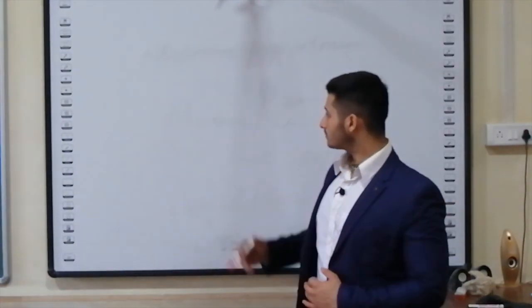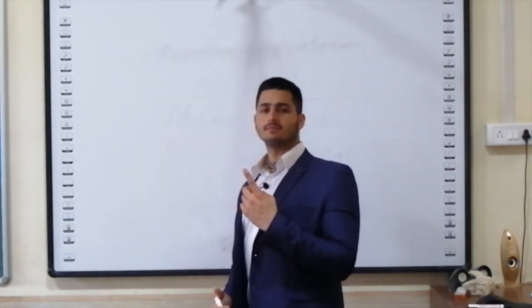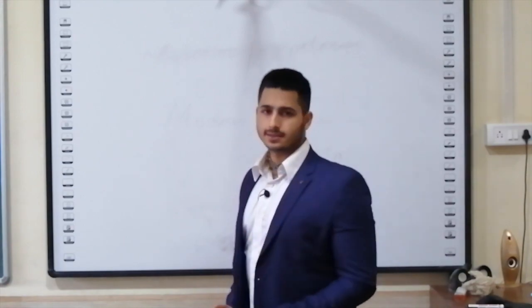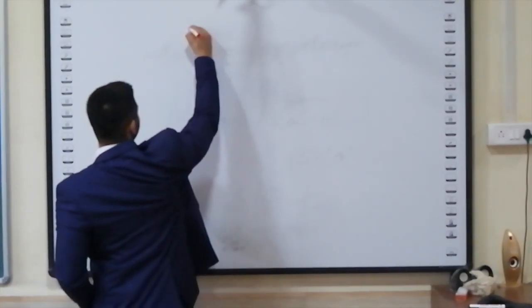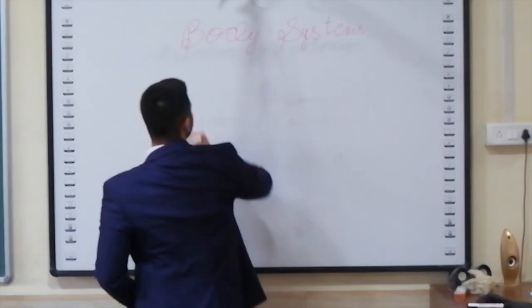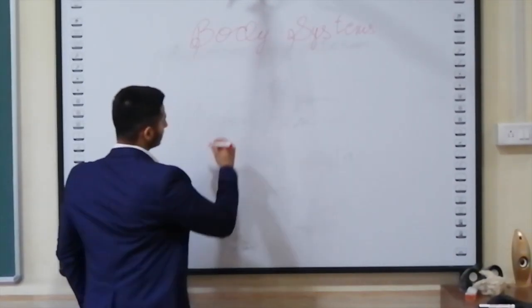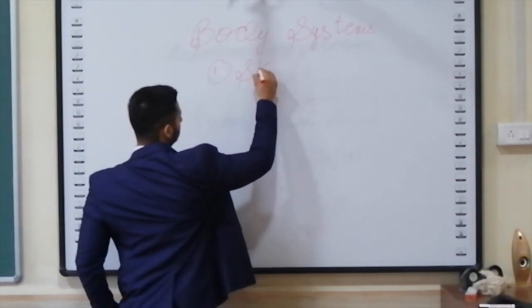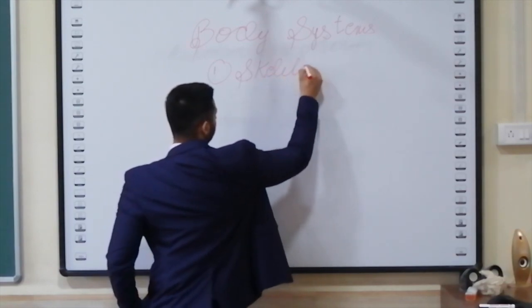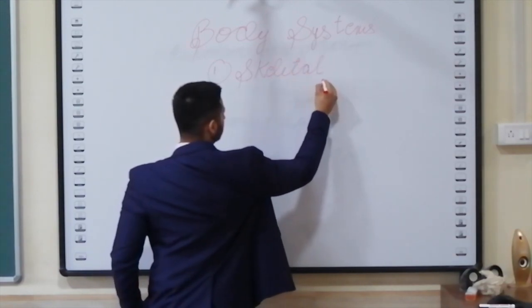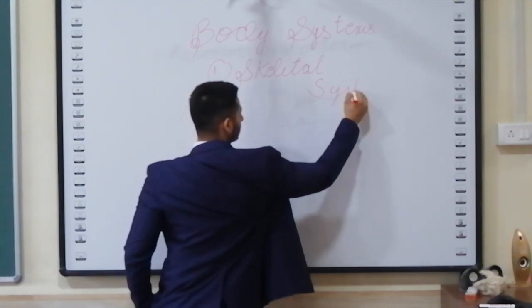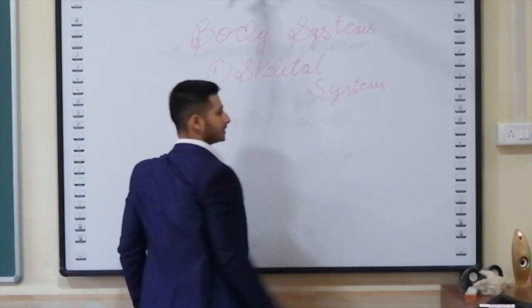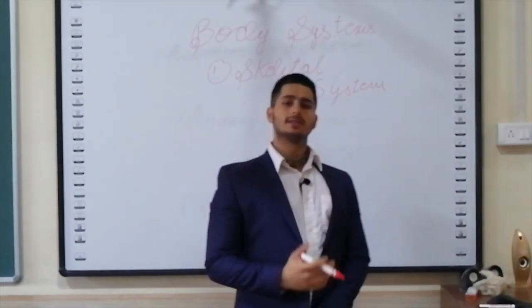Now, we're moving on to the body systems. There are certain systems in the body. So we move on to the first system, that is the skeletal system. We have body systems, and first one being the skeletal system. So what is skeletal system?